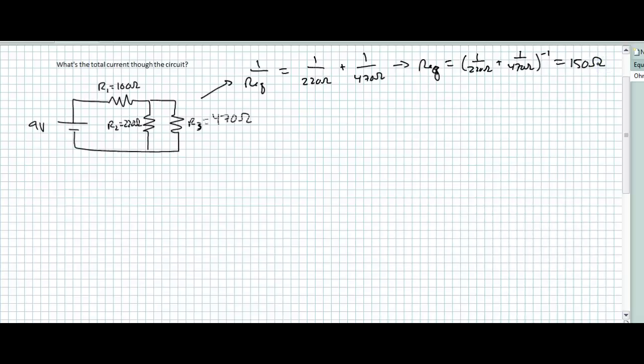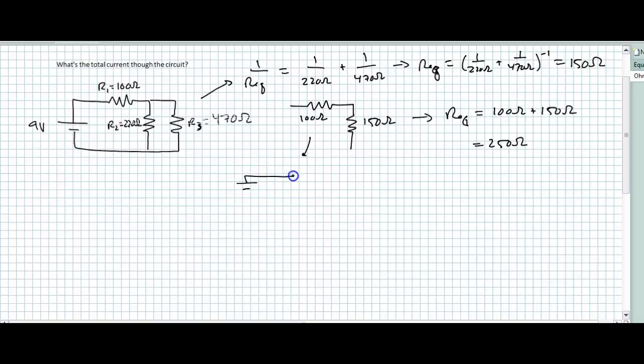So I can transform this set of resistors into something that looks like that. So a 150 ohm resistor in place of those 2, and the 100 ohm resistor. So REQ is a simple series, so 100 ohms plus 150 ohms, 250 ohms for the whole circuit, which means I can transform the whole circuit into just a battery and a 250 ohm resistor.